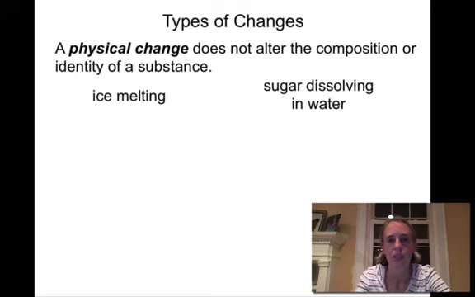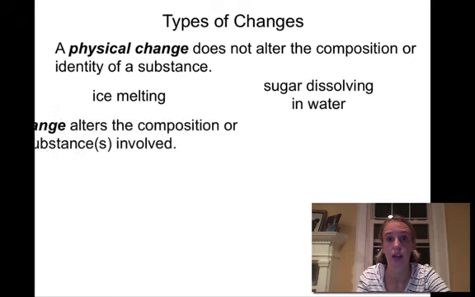So let's talk about how we change matter. A physical change doesn't alter the composition or identity of a substance. Some examples of that are ice melting, the ice in the water. You've all eaten ice cubes before. It tastes like water. Sugar dissolving in water, also the sugar still tastes like sugar.